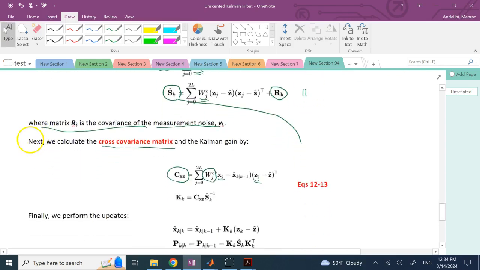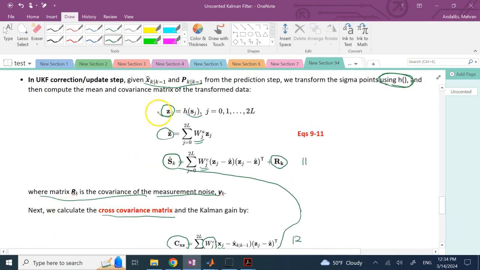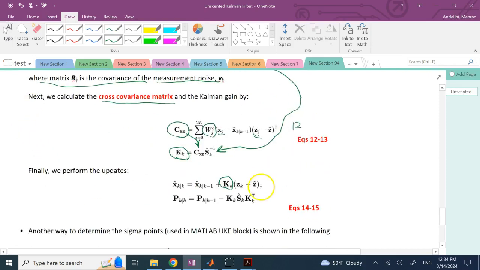And then the same S that I had from the previous step, in equation 11, I'm going to use that equation 11 and the C I got from equation 12. I bring them together and what? Calculate my Kalman gain, K, which is C_xz times S_k inverse. And once the Kalman gain is calculated, then I multiply it by what? By z_k minus z bar, where z_k are the individual transformed z's, and z bar is what? From equations 10 and 9, this is the average of them. So this is that innovation term that you have here.